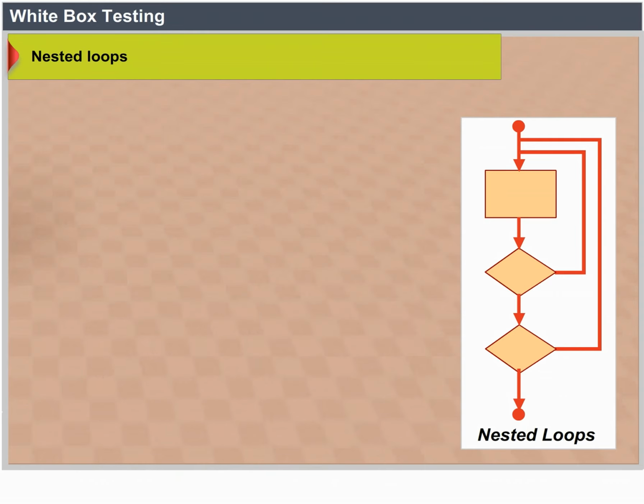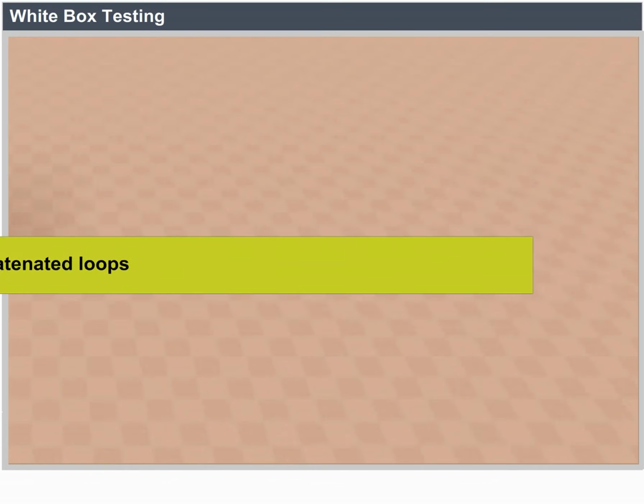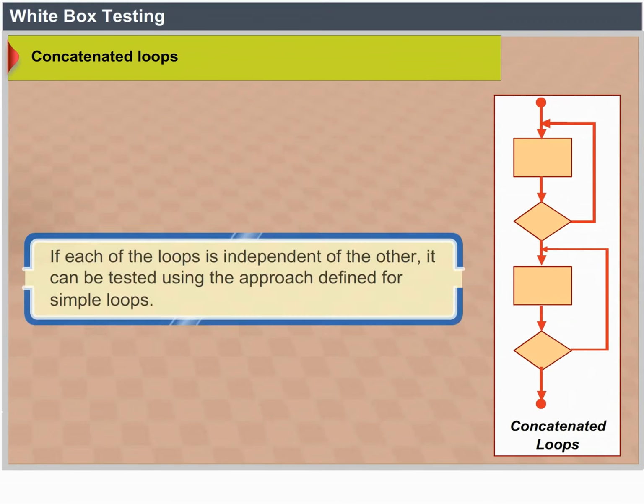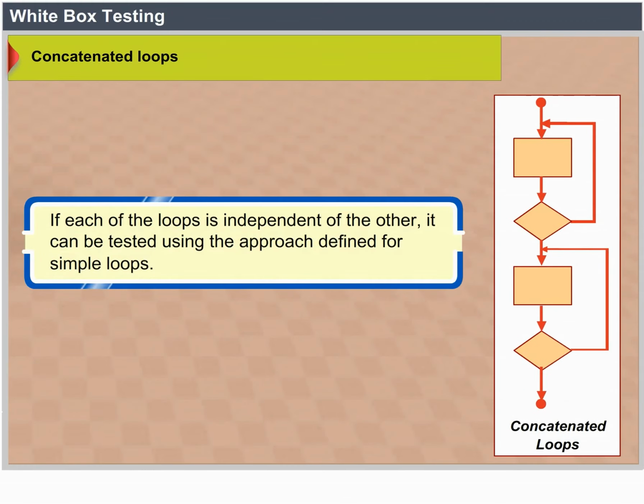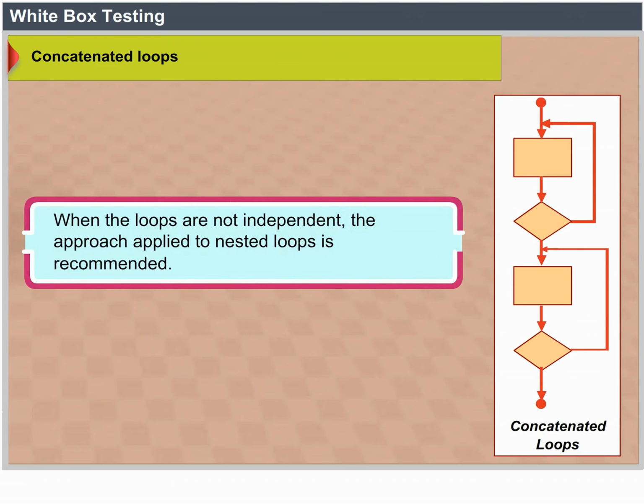Work outward, conducting tests for the next loop but keeping all other outer loops at minimum values and other nested loops at typical values. Continue until all loops have been tested. Concatenated loops. They can be tested using the approach defined for simple loops if each of the loops is independent of the other. However, if two loops are concatenated and the loop counter for loop 1 is used as the initial value for loop 2, then the loops are not independent. When the loops are not independent, the approach applied to nested loops is recommended.